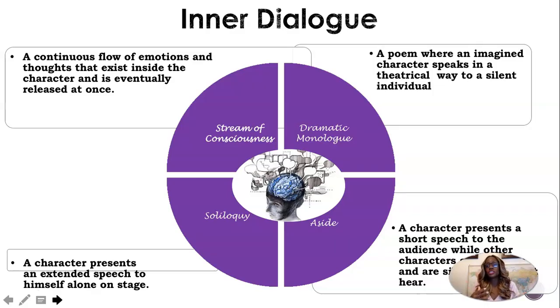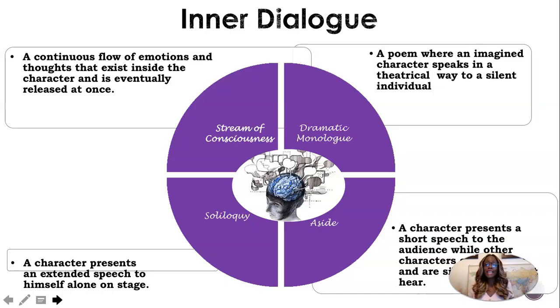Next, a dramatic monologue. What all 4 of these have in common is that the inner dialogue happens inside, but whether or not there's an audience present is different, and so is the way in which it's communicated. One is through a novel, which you'd see in a stream of consciousness, but a dramatic monologue you would see in a poem, usually a long, extended poem, where an imagined character speaks in a theatrical, exciting, outrageous way to a silent individual. So not necessarily talking to the author, but talking to another character who doesn't say anything back.